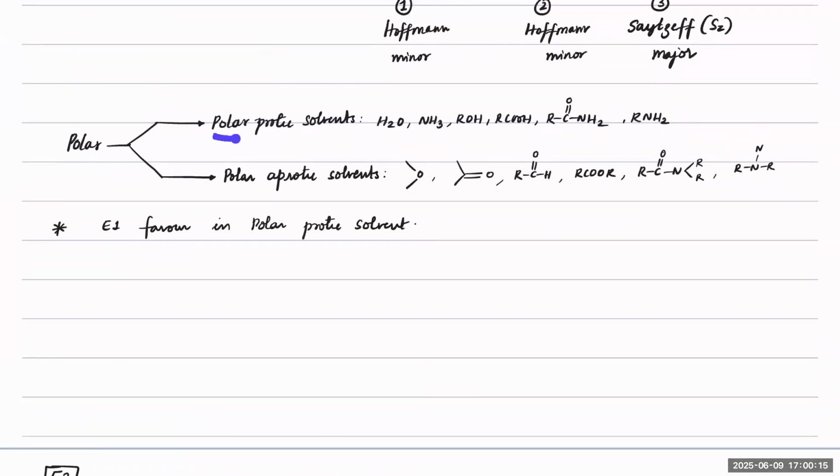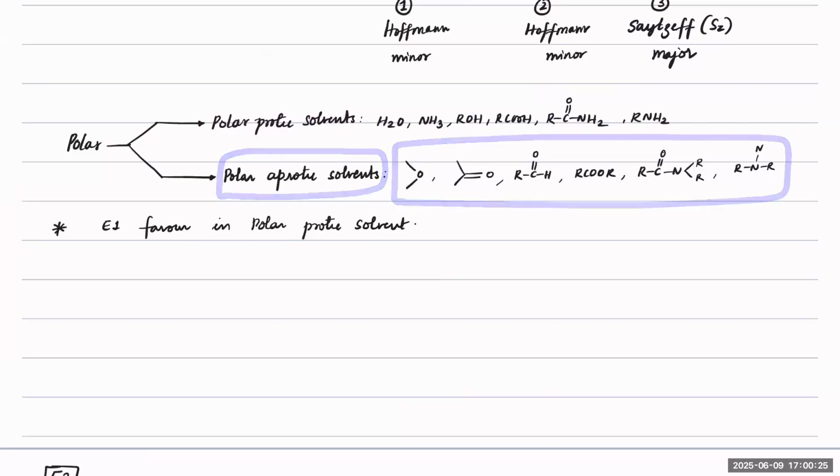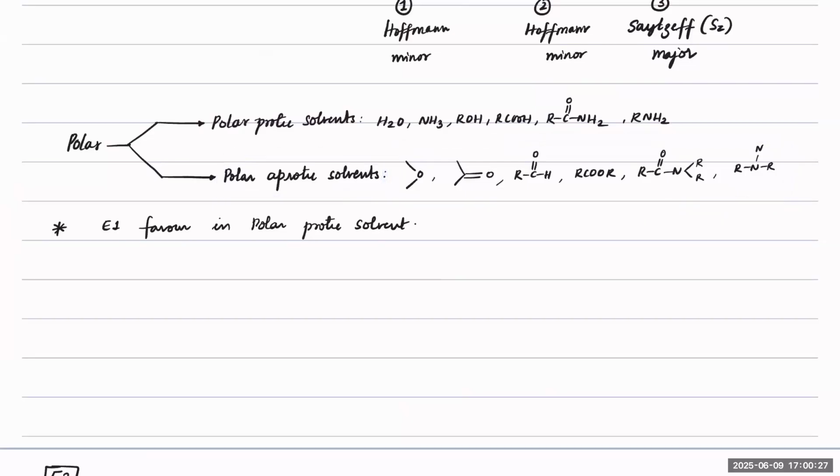Just to give you a briefing, polar protic solvents are these, which will have polarized hydrogen. Polar aprotic solvents are these, which do not have any polarized hydrogen. They have polarity, but they do not have polarized hydrogens. So ethers, ketones, aldehydes, esters, substituted amides, substituted amines. These are all polar aprotic solvents. Got it? And E1 is most favorable in which kind? Polar protic solvent. Clear, beta?